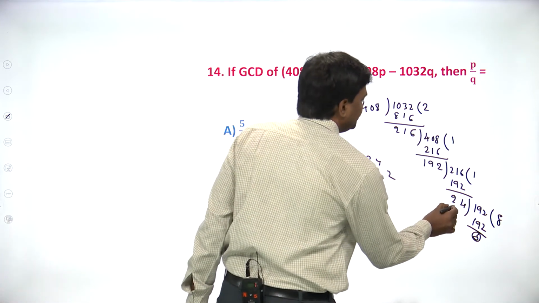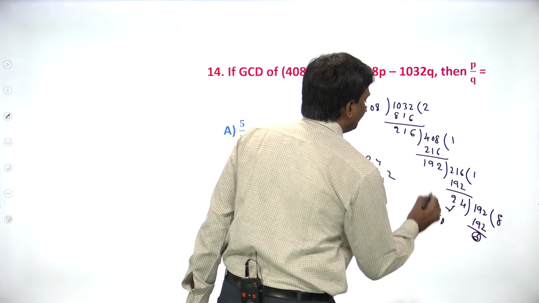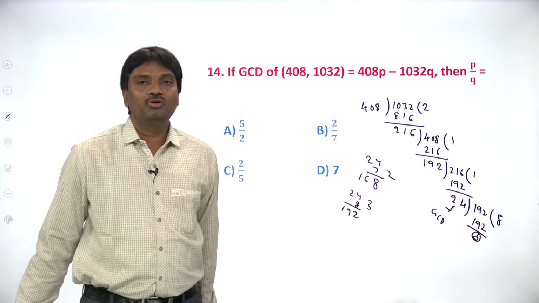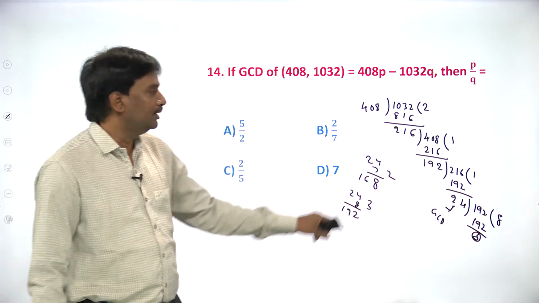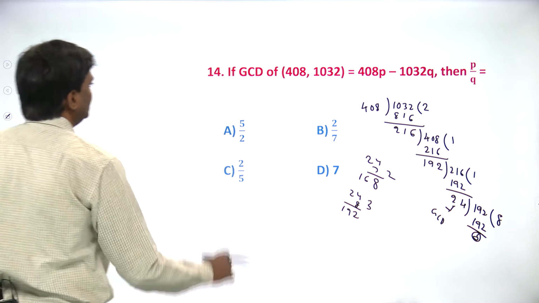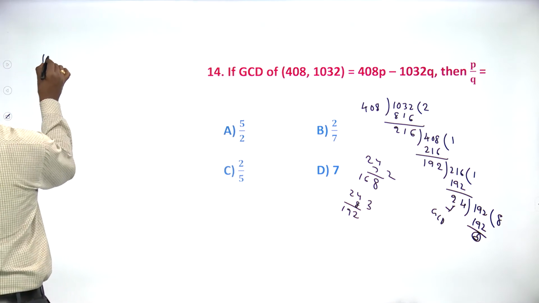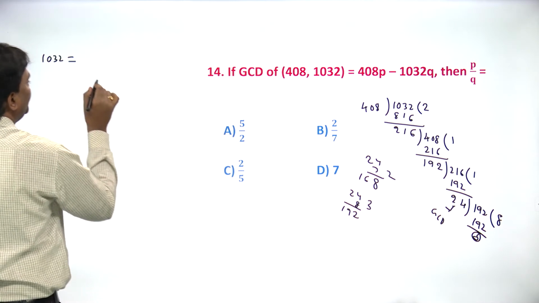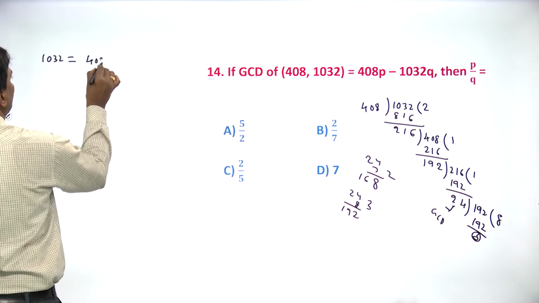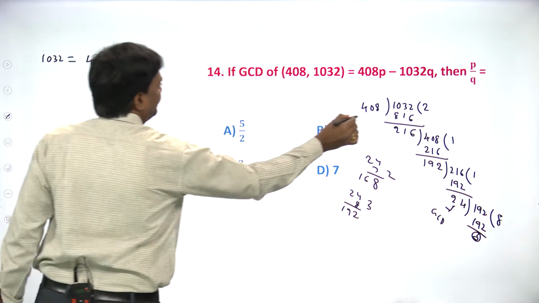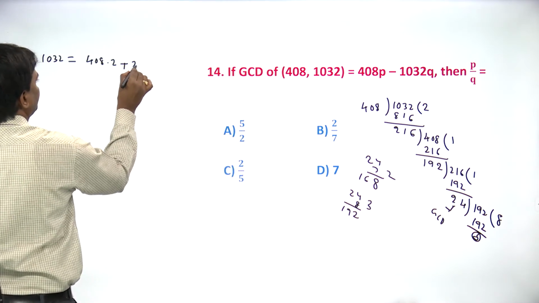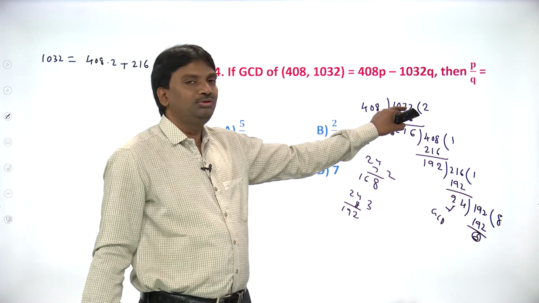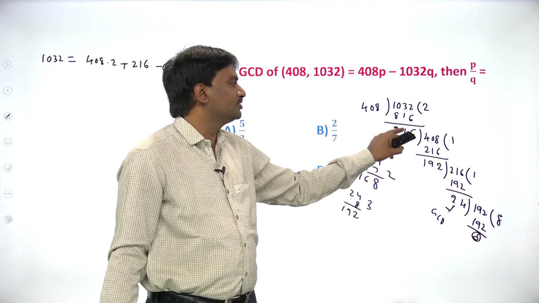So this is the GCD or HCF. So 24 is the GCD or HCF of 408, 1032. Now we can express 1032 as 408 into 2 plus 216, let us take that as equation 1. We can write 1032 as 408 into 2 plus 216.